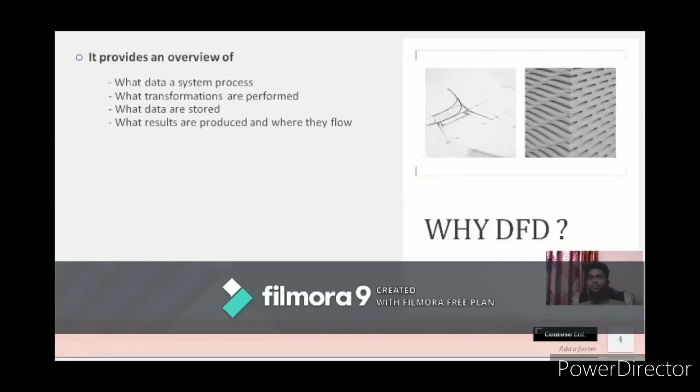That is the second overview about DFD. The third overview is what data are stored in the DFD. We already said that about a business firm. The last one is what results are produced and where they flow, where the result has to be delivered and fulfilled. That is the final point of the overview: what results are produced and where they have to flow. You will see the next slide.